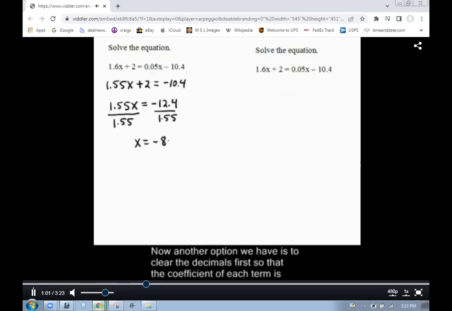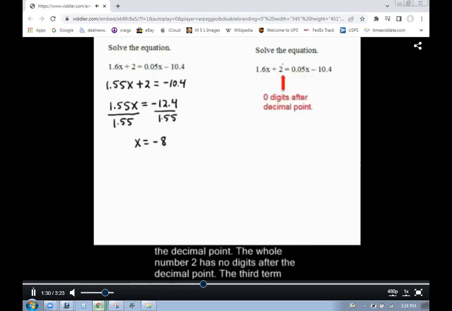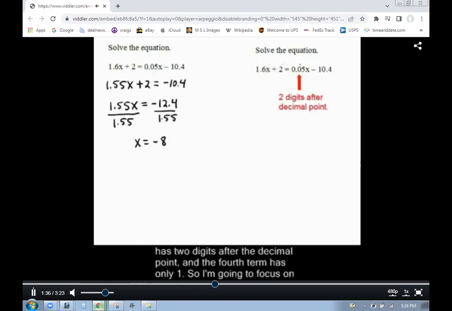Now, another option we have is to clear the decimals first, so that the coefficient of each term is an integer. I'm going to multiply both sides of the equation by a power of 10. It is 10, 100, 1000, and so on. The choice I make is dictated by the coefficient that has the greatest number of digits after the decimal point. The first coefficient has 1 digit after the decimal point. The whole number 2 has no digits after the decimal point. The third term has 2 digits after the decimal point. And the fourth term has only 1.